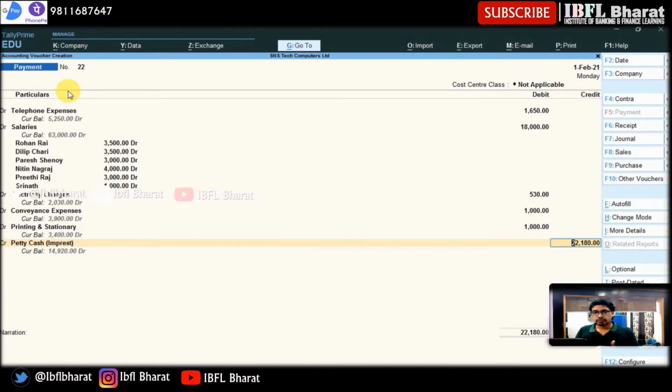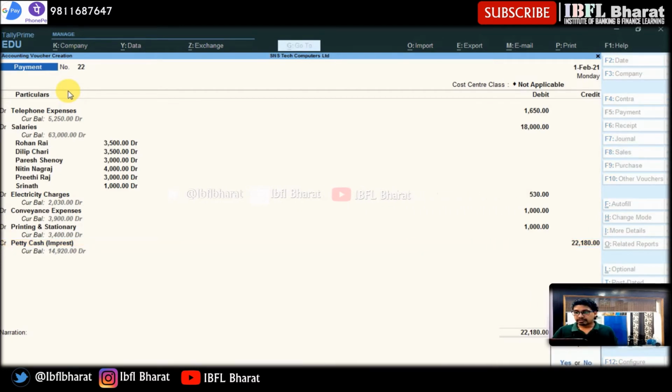Not all expenses, but salaries we are making payment for January month, electricity charges for January month, conveyance expense for January month, and we have got the printing and stationery bill and the telephone expenses bill, and we are making payment of January month in the first of Feb. Okay, now this entry is completed.